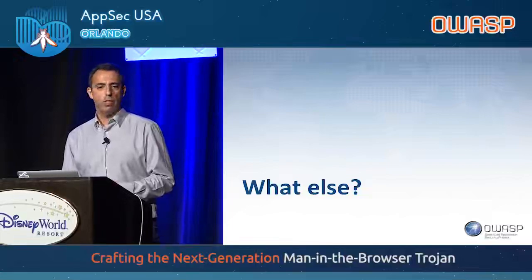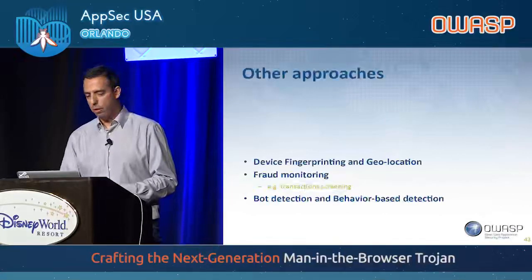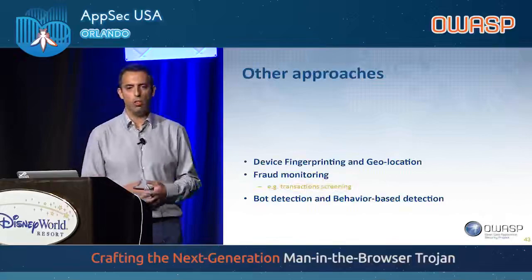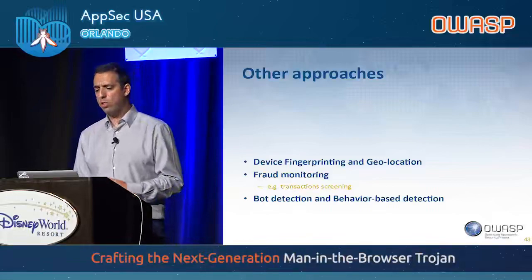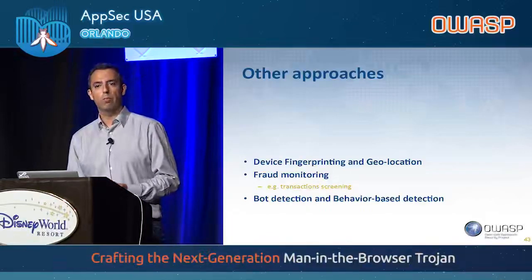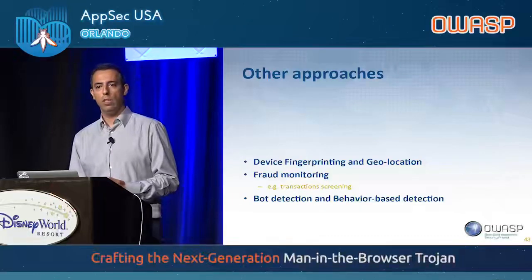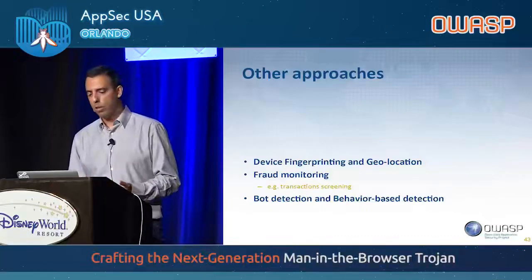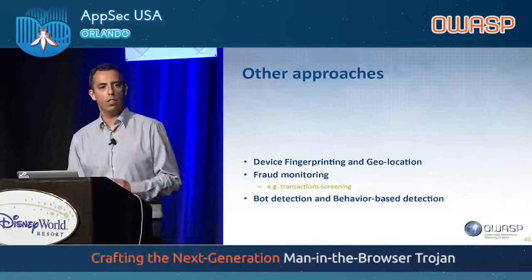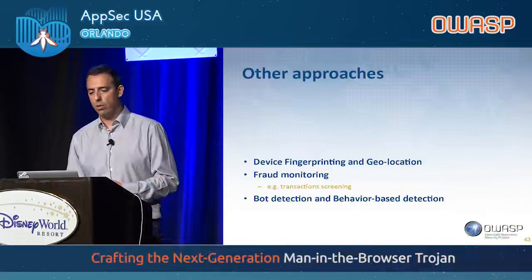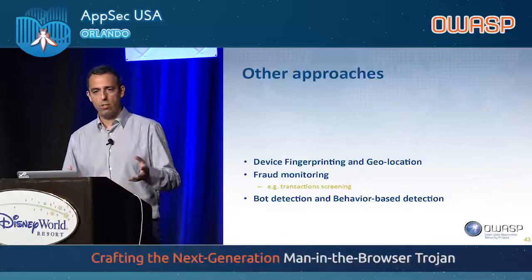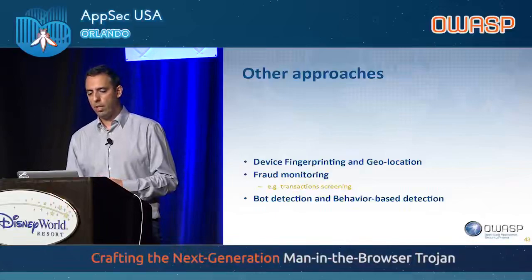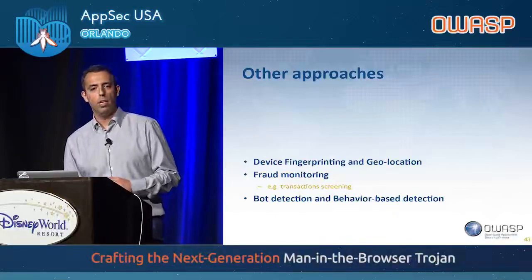So what else is out there? Let's think about that for a minute. For instance, other solutions, not standards: device fingerprinting and geolocation don't work, because the user is using their device, their browser, and probably accessing the internet from their usual location. Fraud monitoring might work because it's specific to the business. But Trojans can be subtle.